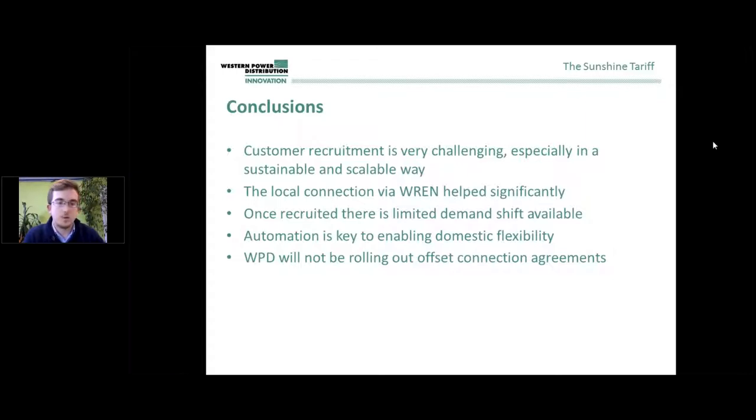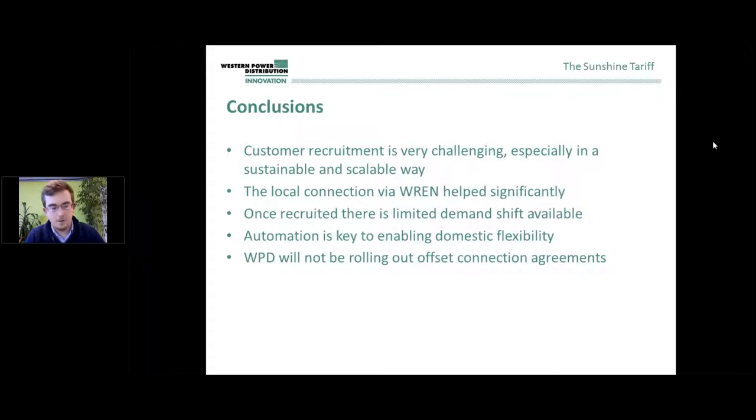I think once customers were recruited, we saw that there is a limited amount that domestic customers can shift, especially without automation. I think it shows that automation is absolutely key in terms of enabling domestic flexibility. And that ties back again to whether this is sustainable. As you bring more automation in, then it becomes easier and easier for customers to participate.